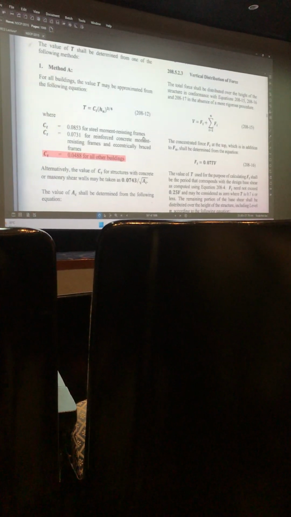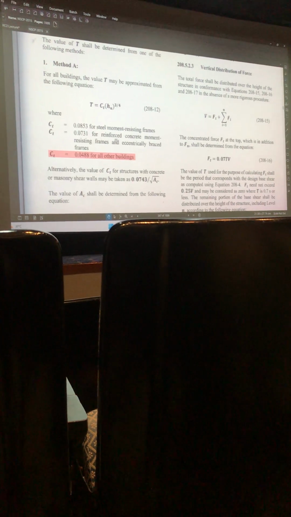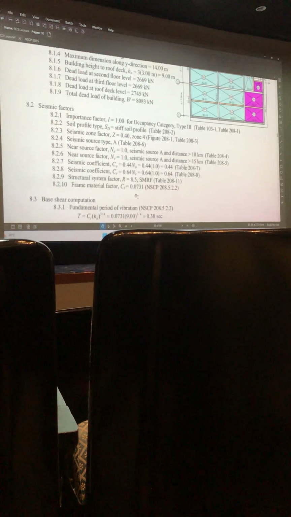You have 0.0853 for steel moment resisting frame, 0.0731 for reinforced concrete moment resisting frame, and 0.0488 for all other buildings. So ours is a reinforced concrete moment frame, therefore we use 0.0731. So that is the value that we have adopted here. Okay.